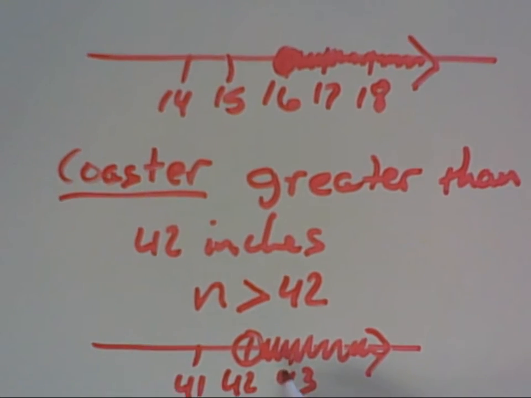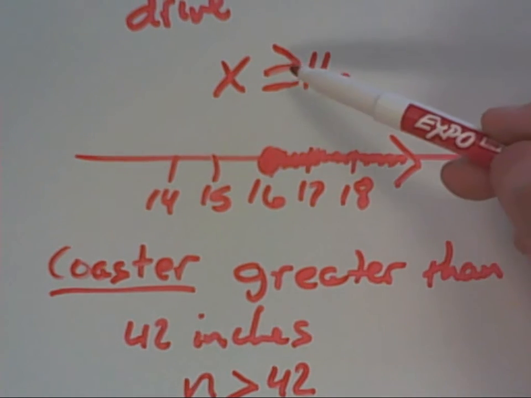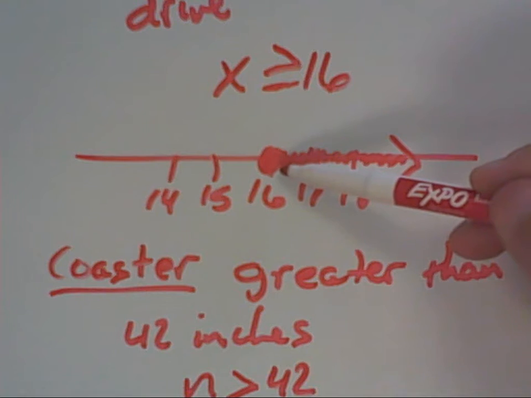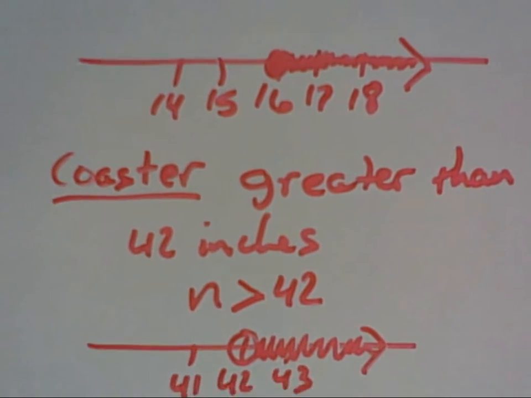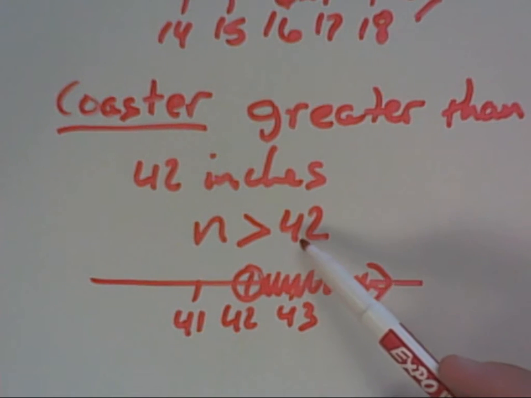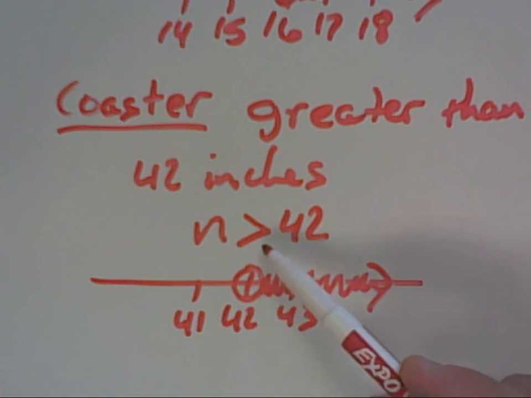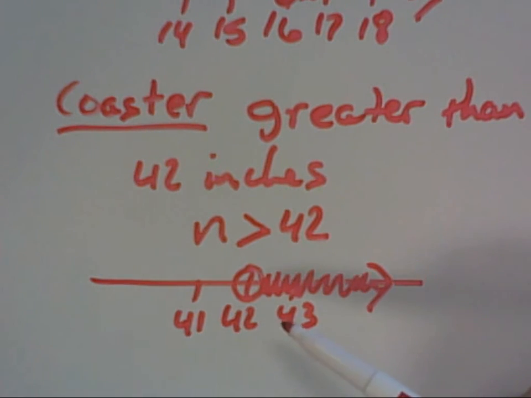I want you to notice the difference here. If it's greater than or equal to, it's a closed circle. Here we're shading to the right because it's greater than 16. If it is just greater than 42, it's an open circle because the 42 is not included in this.